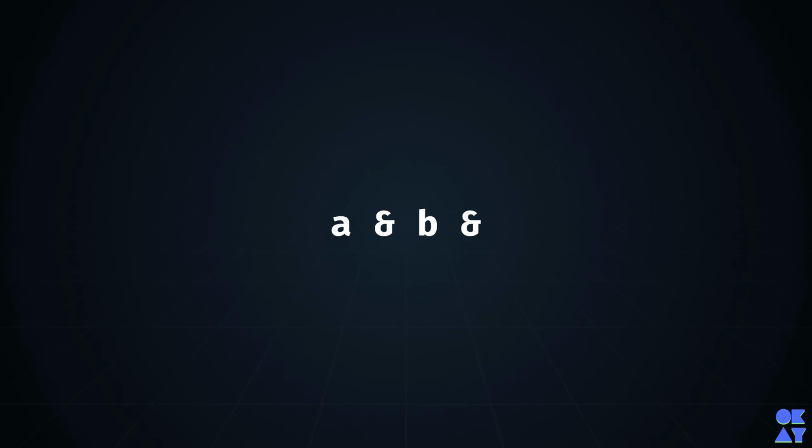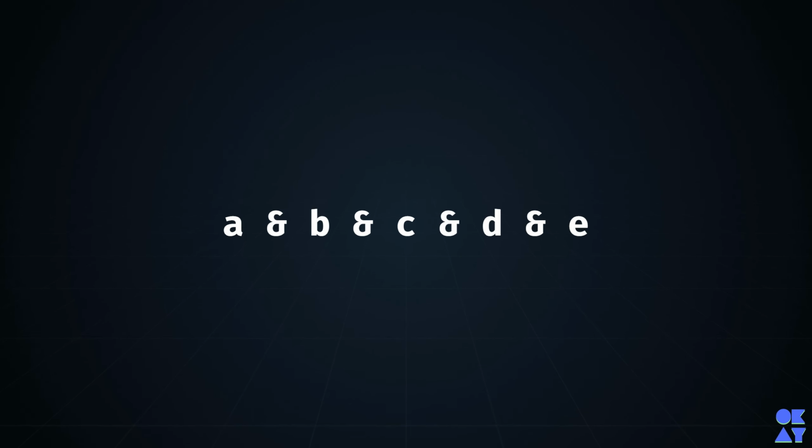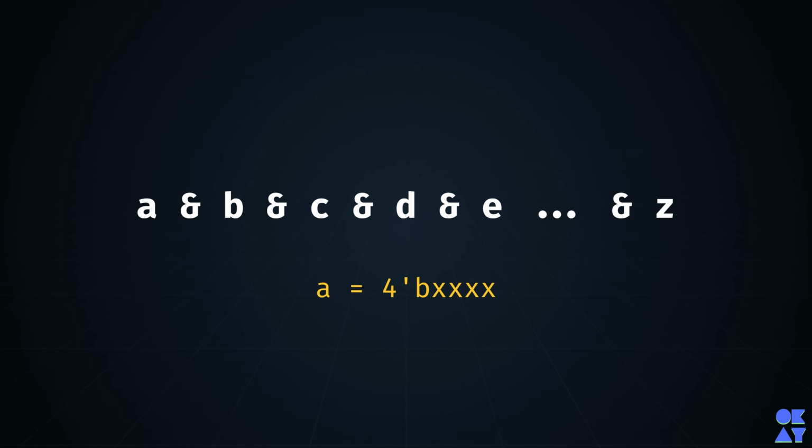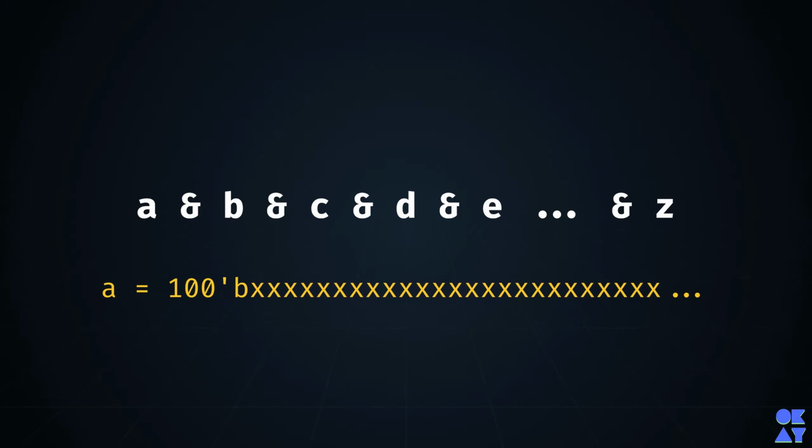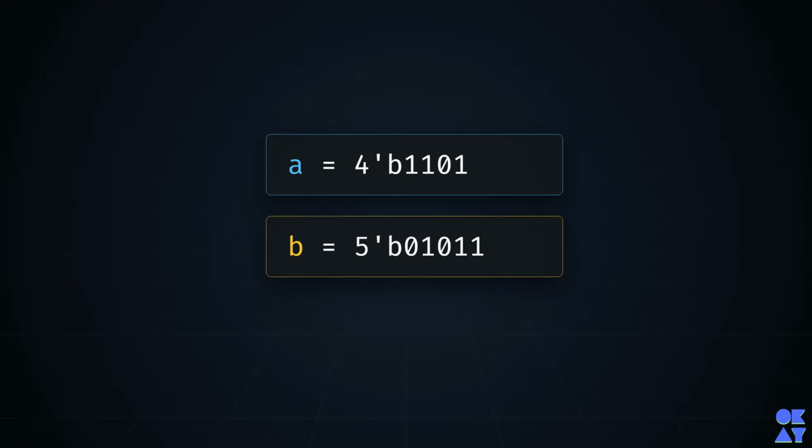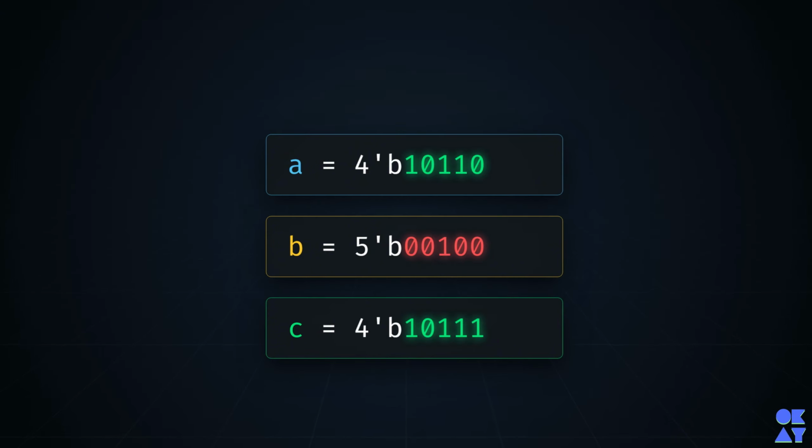Bitwise operations can also be performed on more than two operands. If the operands have different bit widths, first all operands are extended to the maximum bit width, and then the operation is performed. Let's take an example. A equals 4'b1101. B equals 5'b10111. And C equals 3'b111.